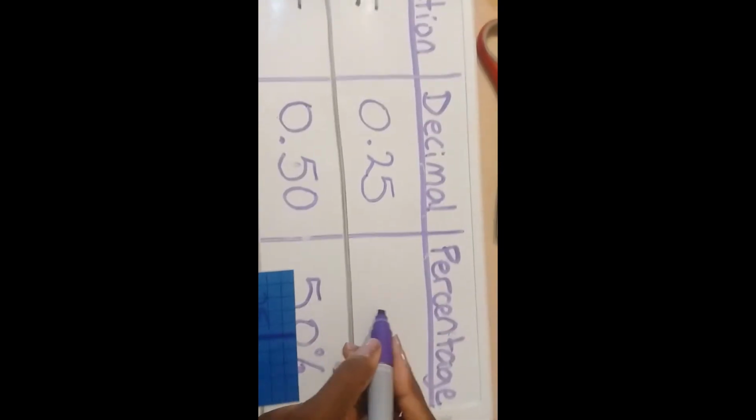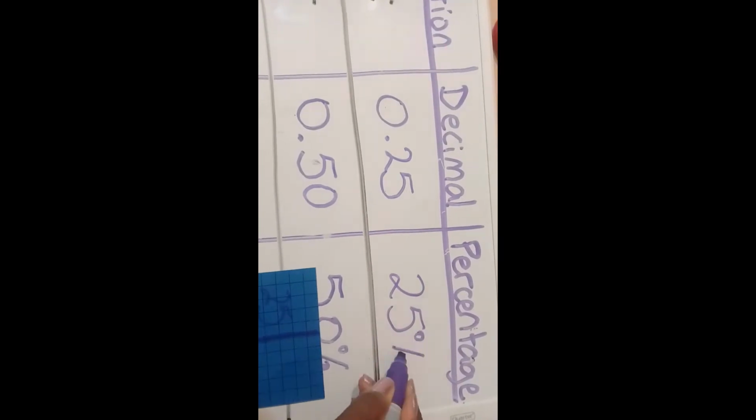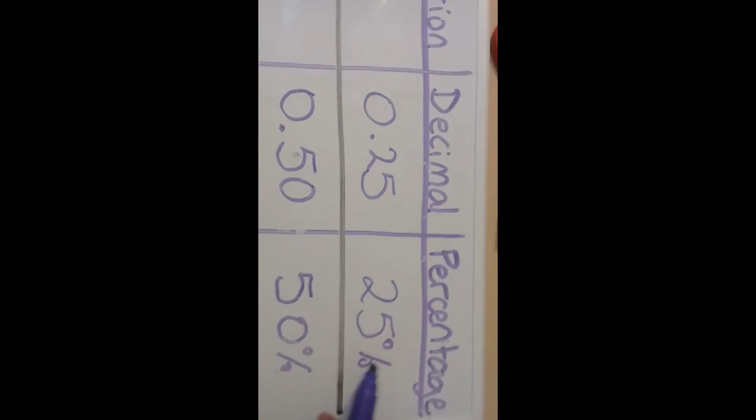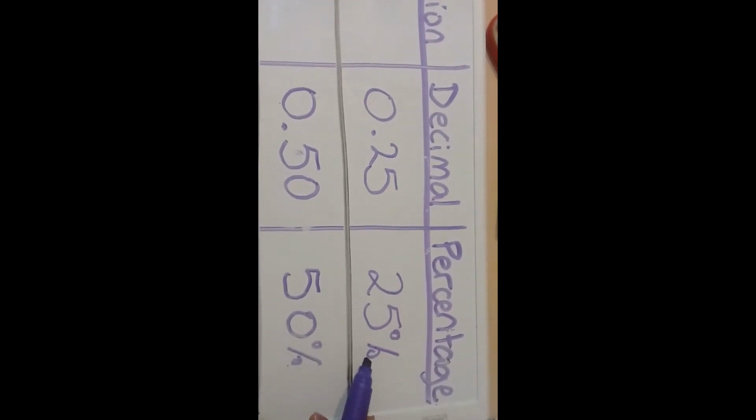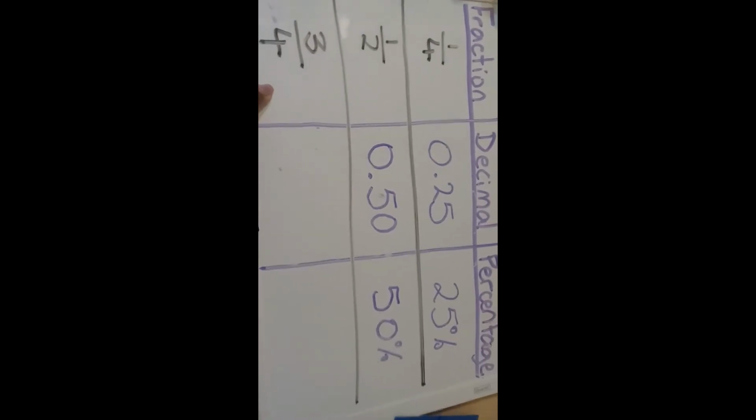And my percentage, I'm sure as you can guess already, 25%. Again, our little percentage sign, 25 out of 100. 50 out of 100. Our last significant fraction is 3/4.